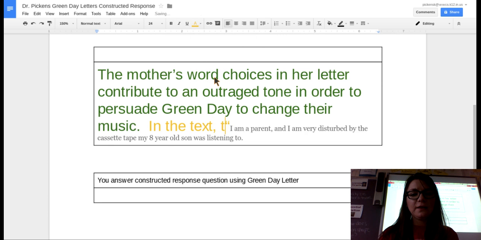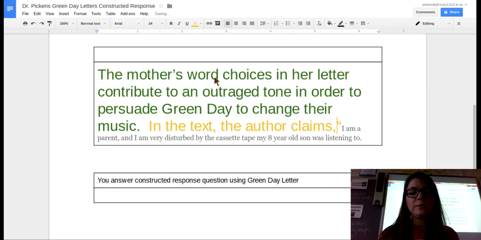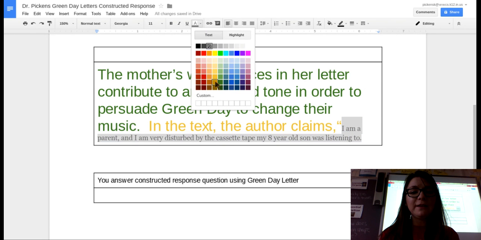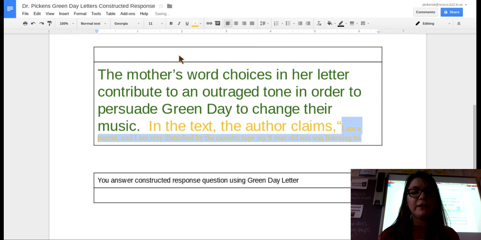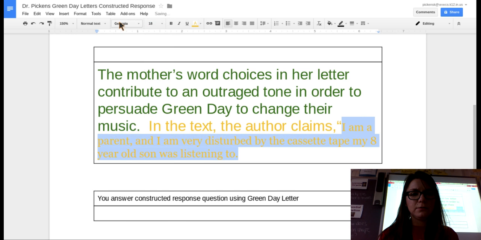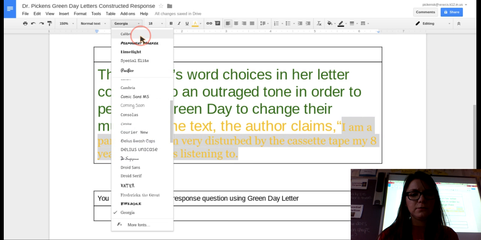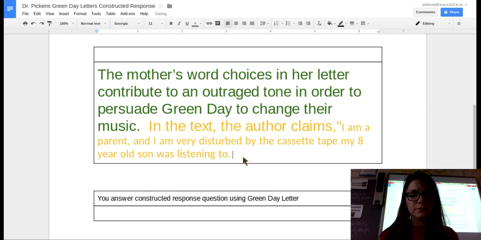In the text, the author claims, and I need to change my text here because I just copied and pasted it from the letter. If you guys want to copy and paste it from the letter, there is a link to the letters at the top of this worksheet here. Okay, in the text, the author claims, I'm a parent and I'm very disturbed by the cassette tape my 8-year-old son was listening to.